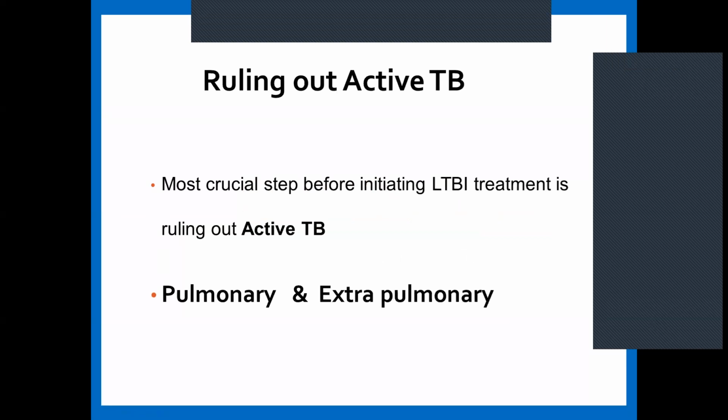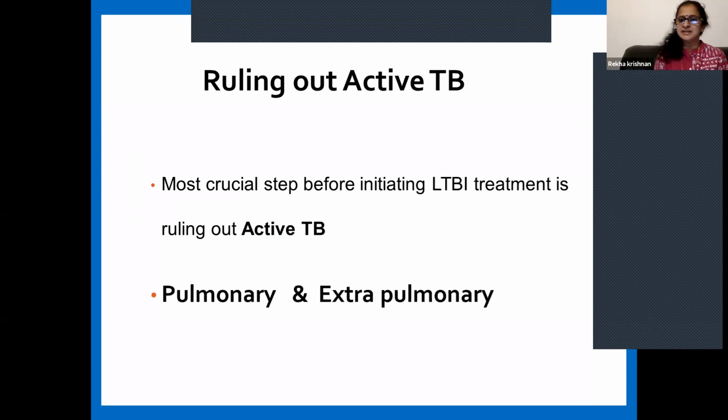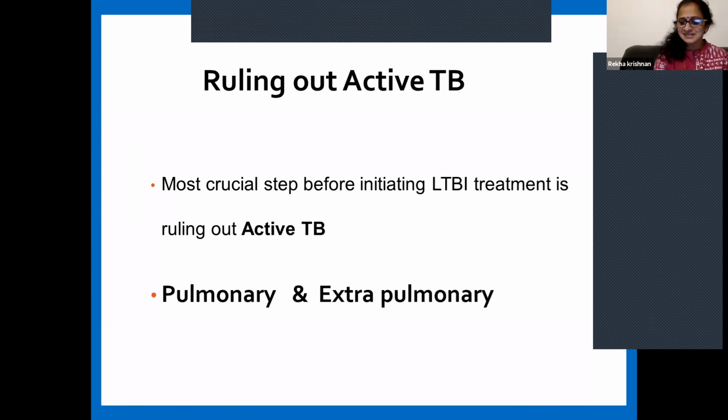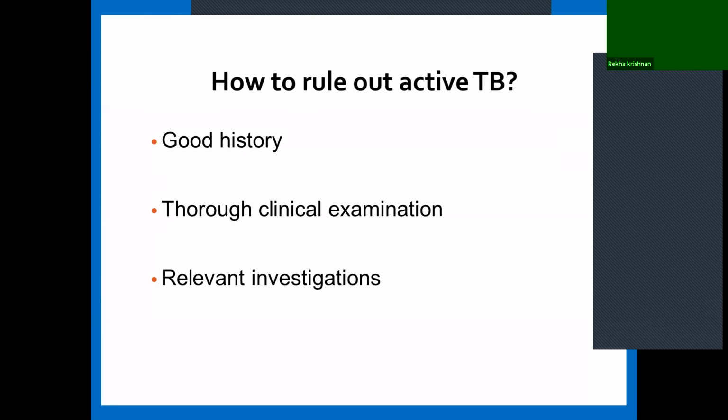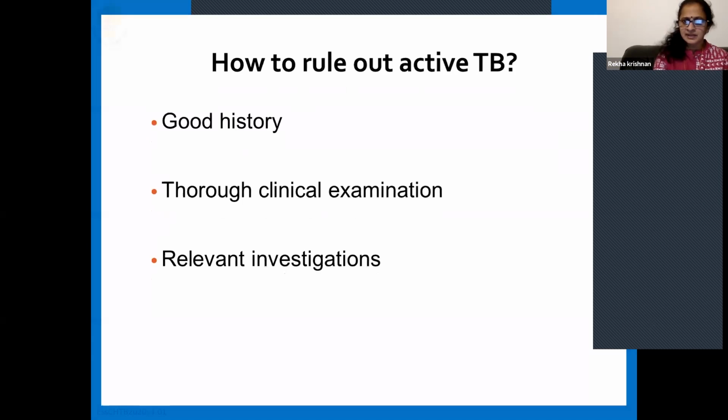And ruling out active tuberculosis. This is the most crucial step before initiating LTBI treatment. That is ruling out active tuberculosis, both pulmonary and extrapulmonary. Already Dr. Ashok Kumar sir has mentioned in the chat box that it is the most difficult one. How to rule this out? As in every case, by taking a very good history, a thorough clinical examination, and doing the relevant investigations. I stress, only the relevant investigations, and only when indicated.